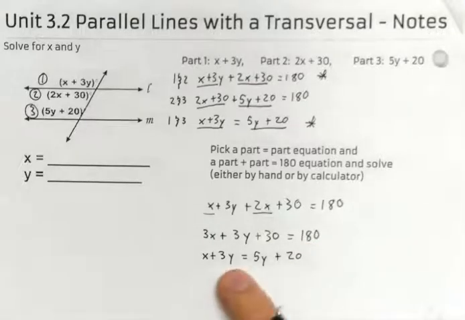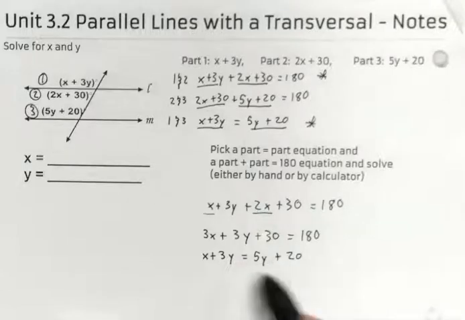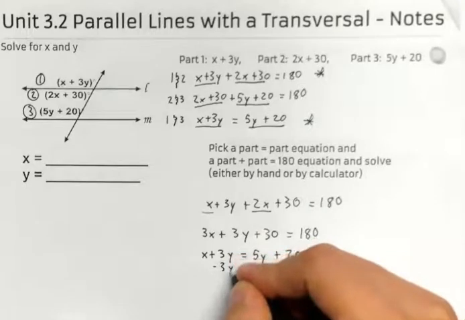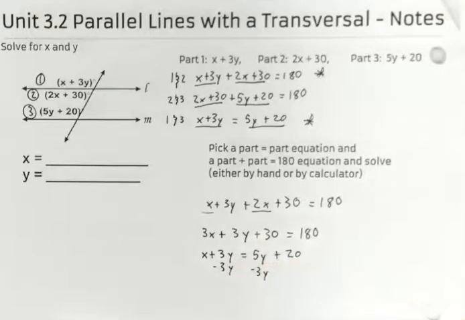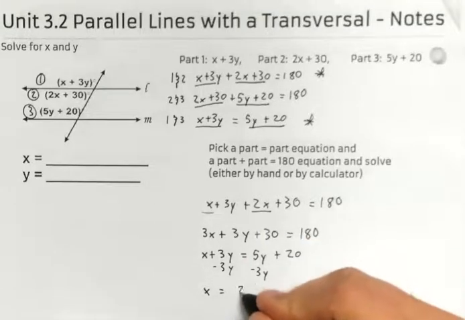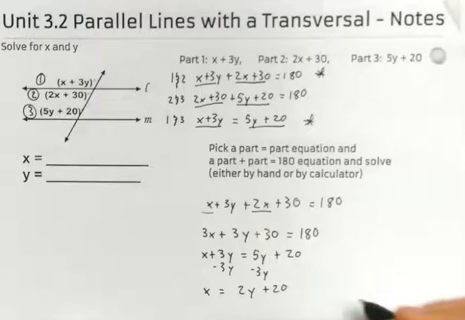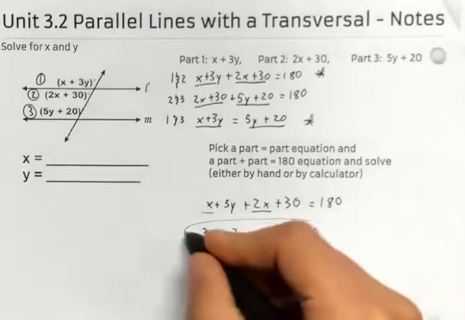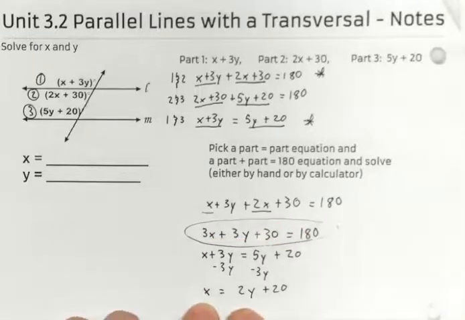I want to have my x's on one side. Just for this particular method I'm going to teach you, called substitution, we have this x that's all by itself. It's easy to solve everything in terms of x. So what I'm going to do is move this 3y over to the other side. To move it, I'm going to subtract 3y from both sides. And I get x is equal to 2y plus 20.